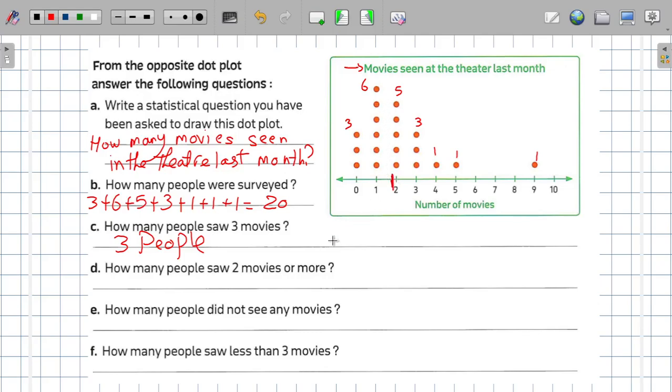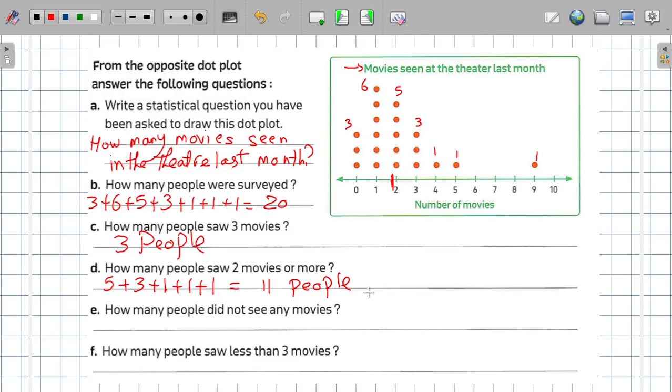I have here 5. So I will write 5. Next I have 3. Next I have 1. Next I have 1 and 1. Here I have 3. Here I have 5, 3, 1, 1, and 1. So I can say 5 plus 3 plus 1 plus 1 plus 1 equals what? Equals 11. So I can say the number of people that saw 2 movies or more is 11 people. Okay.